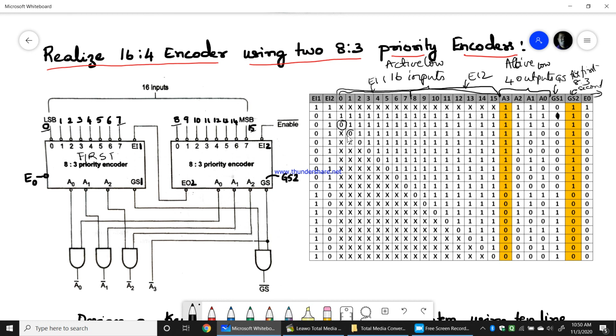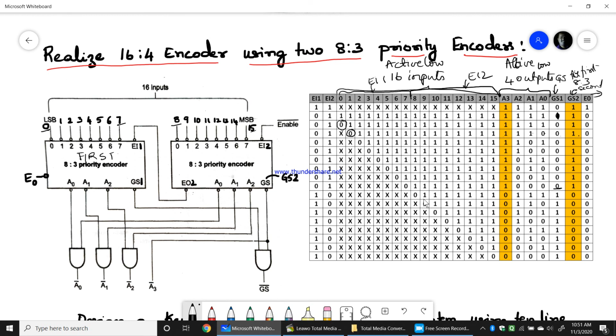Similarly, the second line, which is the second input, which is 1, is active now. Irrespective of the value of 0, as this is a priority encoder, priority will be given to the highest decimal, which is 1. Therefore the output will be 1 1 1 0, where GS1 will be 0 and GS2 will be 1. Now GS1 remains 0 until it reads from 0 to 7. After 0 to 7, EI1 will be disabled and EI2 will be enabled.